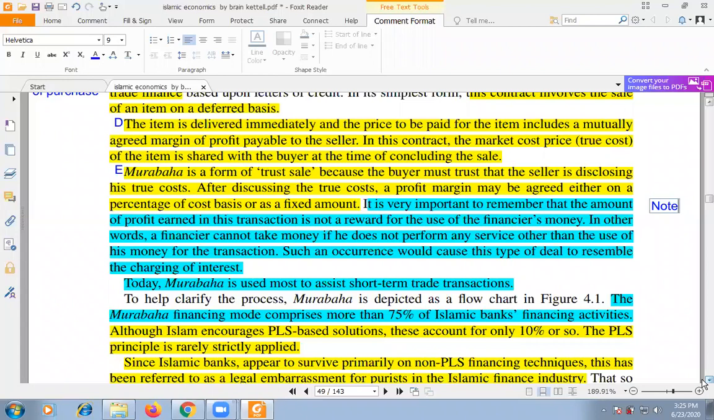But a very important point is that, for its flexibility, Murabaha, the trade-based mode of financing, comprises more than 75% of Islamic bank financing activities. 75% of Islamic financing activities are based on Murabaha. Only 10% of financing activities are based on profit loss sharing solutions. Only 10%. Why are profit loss sharing based transactions only 10%, and why is Murabaha the biggest figure?